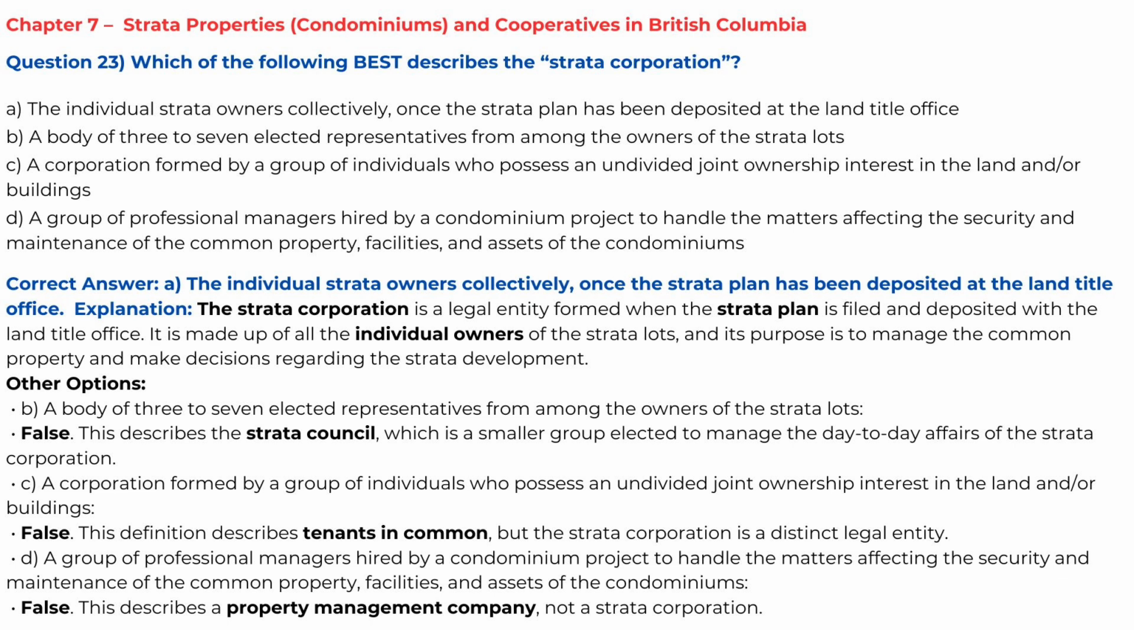Other options. B. A body of 3 to 7 elected representatives from among the owners of the strata lots. False. This describes the Strata Council, which is a smaller group elected to manage the day-to-day affairs of the Strata Corporation. C. A corporation formed by a group of individuals who possess an undivided joint ownership interest in the land and/or buildings. False. This definition describes tenants in common, but the Strata Corporation is a distinct legal entity.